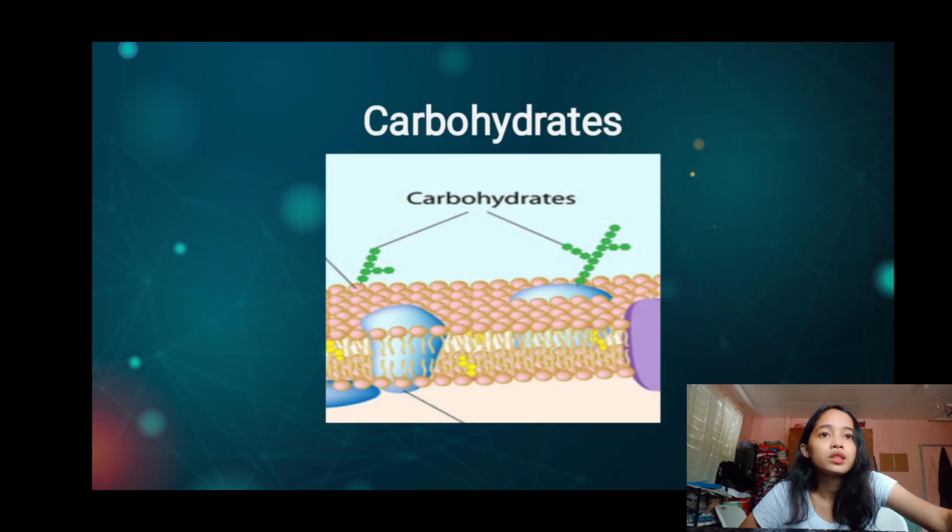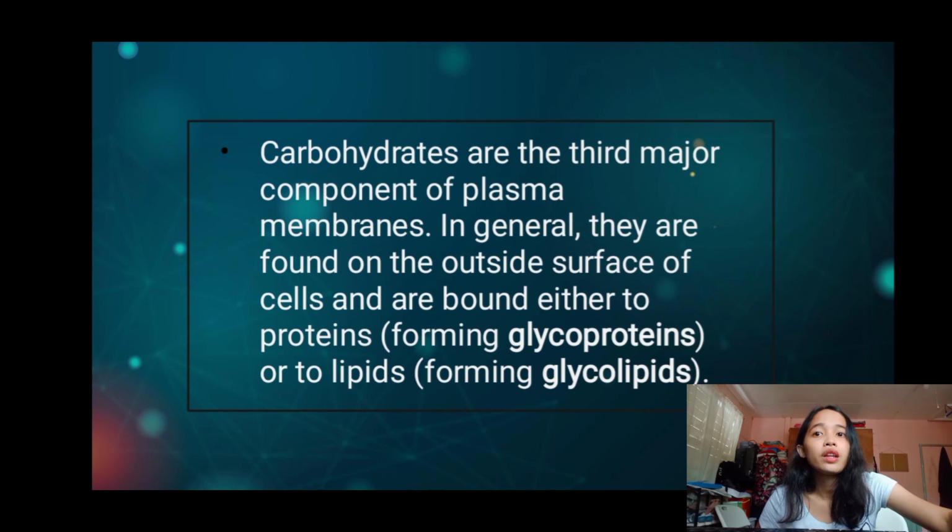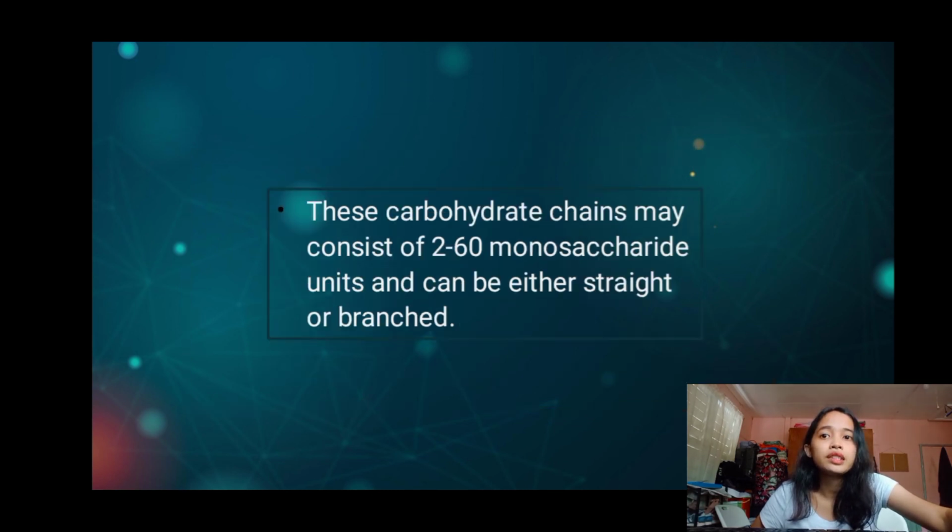So next one is the carbohydrates. Carbohydrates are the third major component of the plasma membrane. In general, they are found on the outside surface of cells and are bound either to proteins, forming glycoproteins, or to lipids, forming glycolipids. These carbohydrate chains may consist of 2 to 6 monosaccharide units and can be either straight or branched.